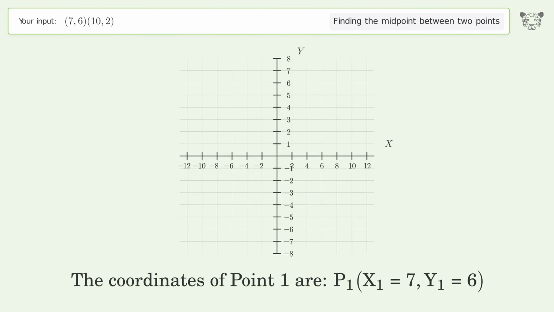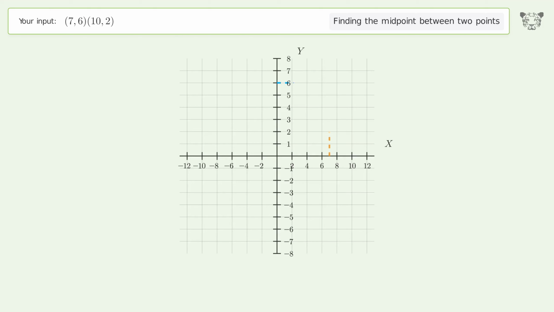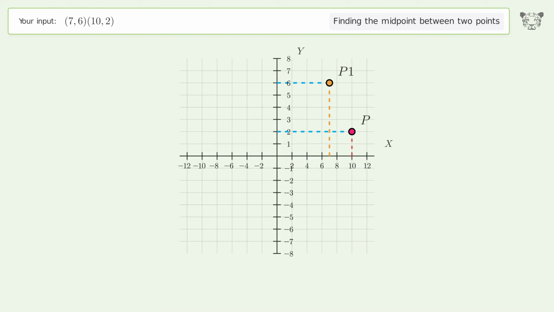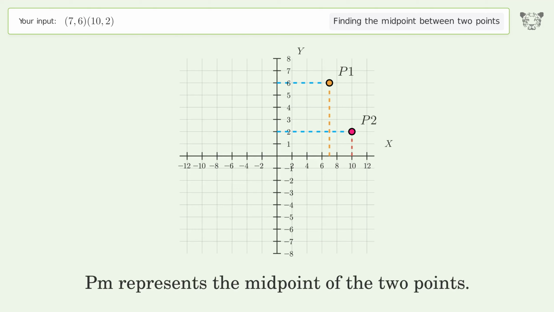The coordinates of point 1 are x1 equals 7, y1 equals 6. The coordinates of point 2 are x2 equals 10, y2 equals 2. PM represents the midpoint of the 2 points.